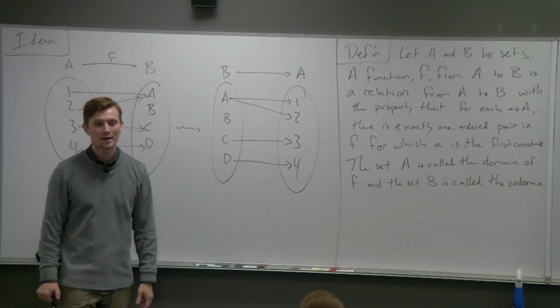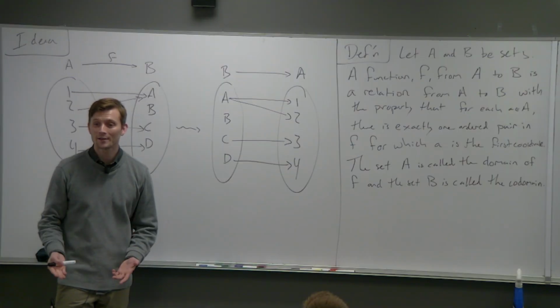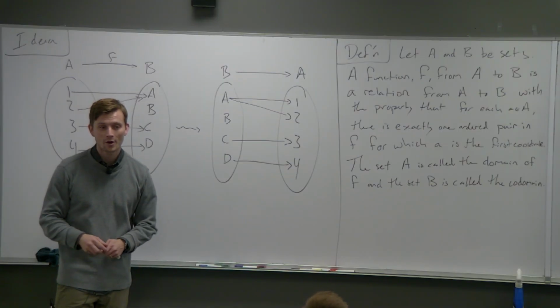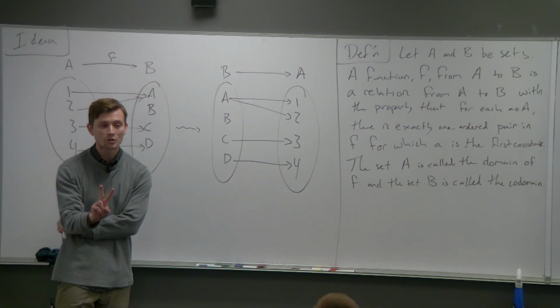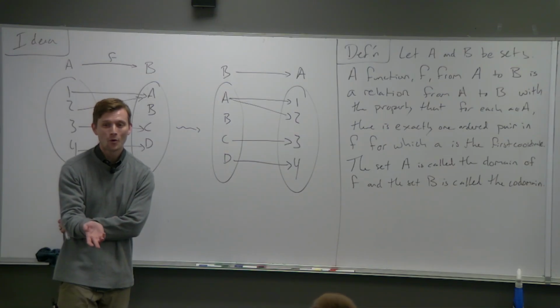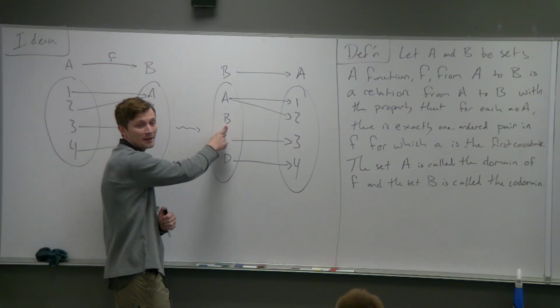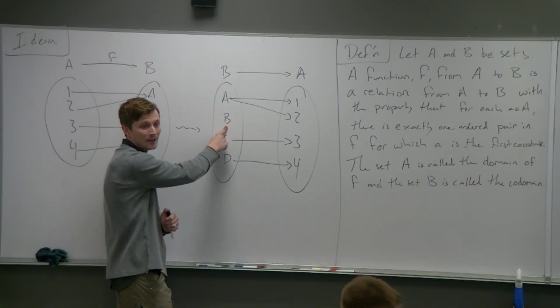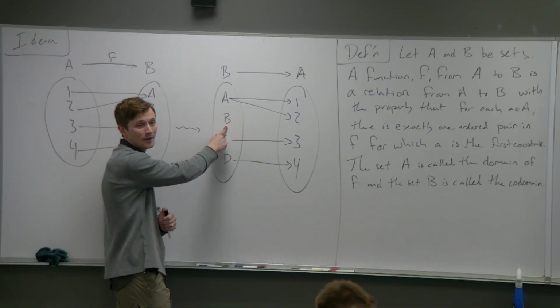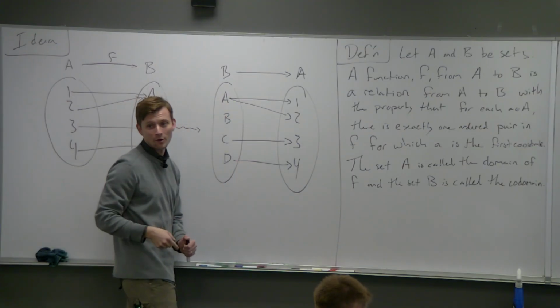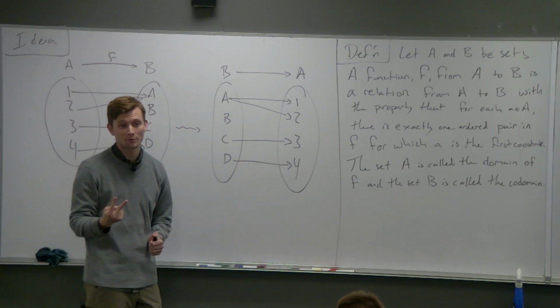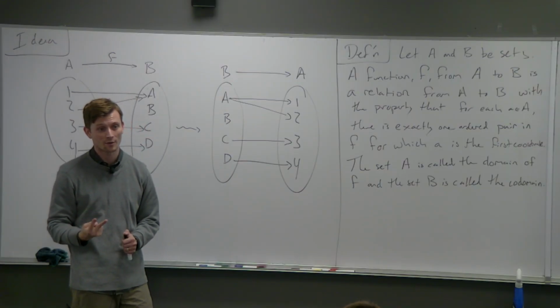Uh-oh. Okay, so I guess what I'm saying is that if you have something that's not a function, there are essentially two ways it can fail to be a function. One, it could not send something in the domain to something in the codomain. The other way is that it could send something in the domain to multiple things in the codomain. There are two different types of problems that can prevent something from being a function.